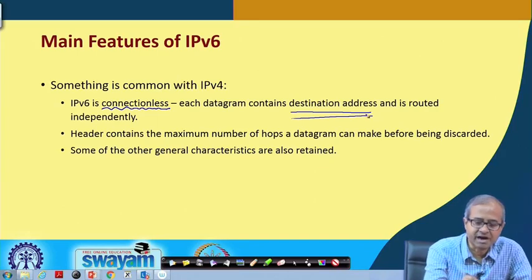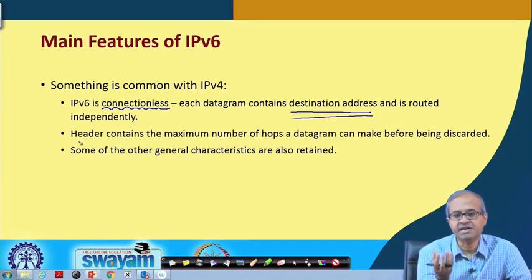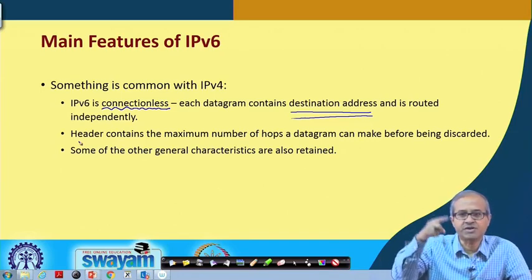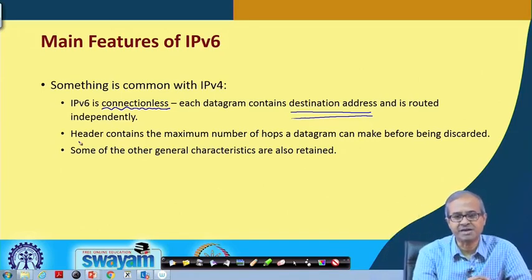And just like IP, if you see in IP there was a time to live field, it told you what is the maximum number of hops a datagram can take before it will be discarded. At every hop the TTL field was decremented by 1. So, whenever it reaches 0 the packet gets discarded.